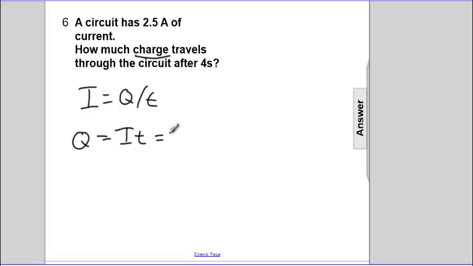So the current is 2.5 amps, but I'll write that as 2.5 coulombs per second. That's the definition of the amp. Times 4 seconds. Seconds cancel seconds. 2.5 times 4 are 10 coulombs.